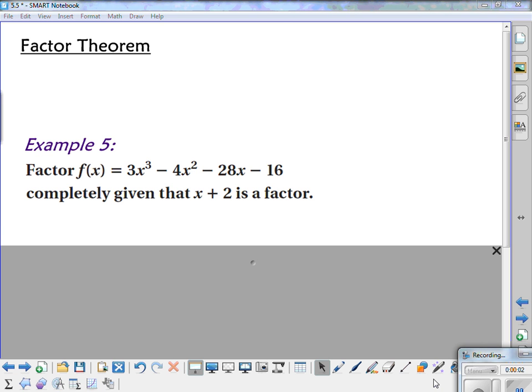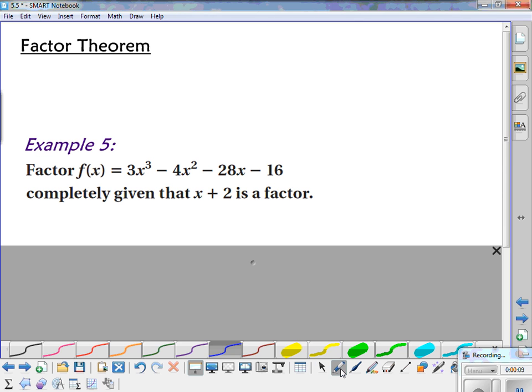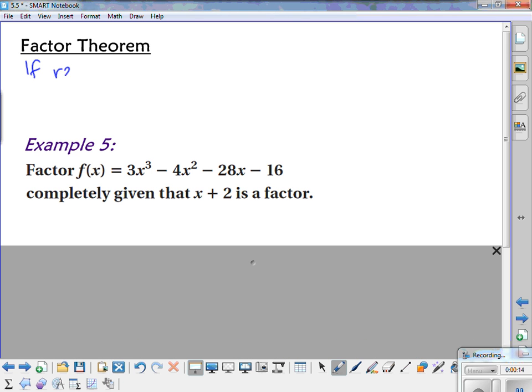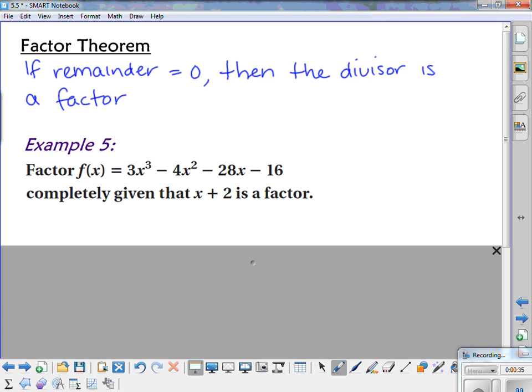Okay, so today we're just continuing on with section 5.5 of the book. First thing we'll talk about is the factor theorem. What the factor theorem basically says is if the remainder is equal to 0 when you divide, then the divisor is a factor of the polynomial that you were dividing. The divisor is a factor of the polynomial.